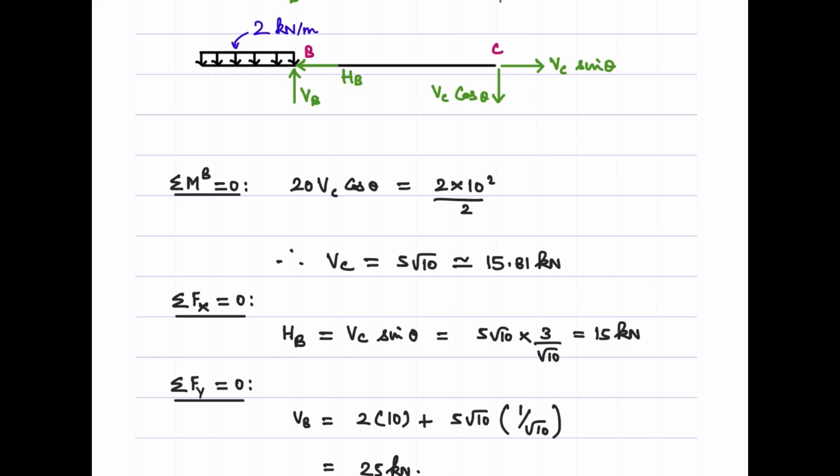The next step is to use summation of horizontal forces equal to 0, that is the horizontal equilibrium. Here we have only these two horizontal forces. Directly we can say, therefore, HB equals VC sin theta.